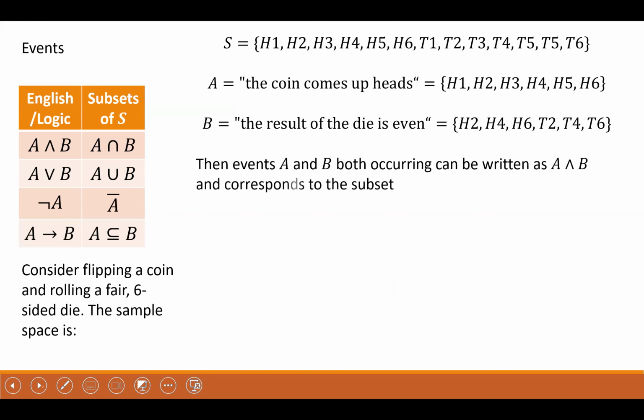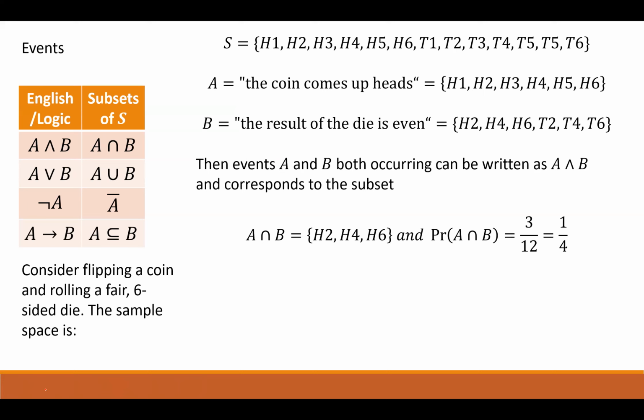If I want to look at the intersection of A and B, I can write it like this, or I can write it like this. This is a set operation: A intersect B is all of the elements that I have in common between A and B. Then I can use the fact that this is a uniform probability space to say that the probability of A intersect B is the size of A intersect B over the size of the sample space, 3/12, which is 1/4.